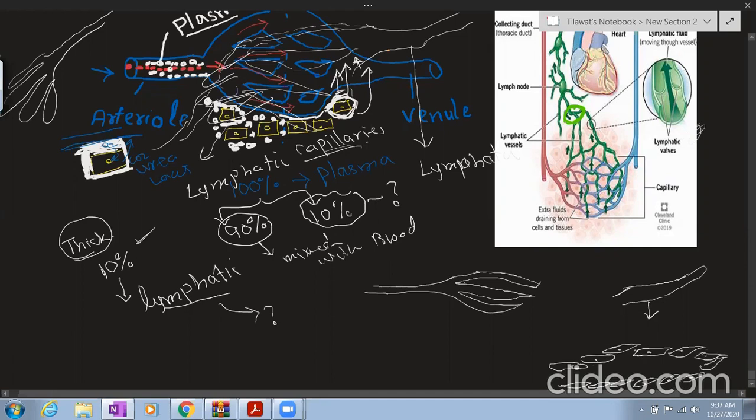What happened exactly? Let's suppose outside this is tissue fluid. This tissue fluid will come here and put force over the wall of this capillary. Because of that, the cells will squeeze a little bit and the gap will open more, and this tissue fluid will enter these lymphatic capillaries. Now this tissue fluid is called what? Lymph, right?